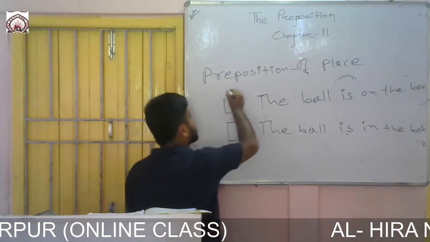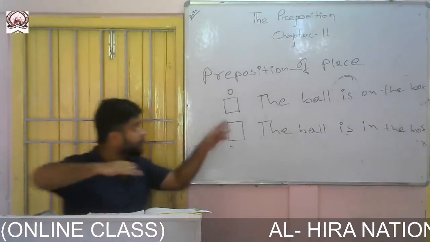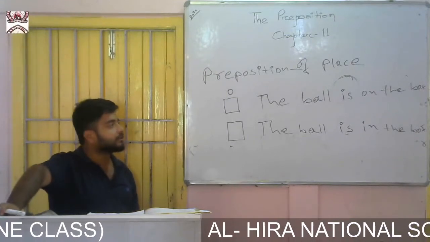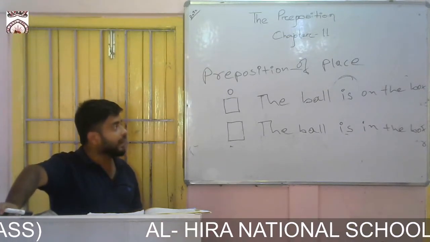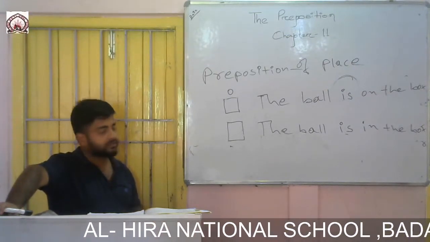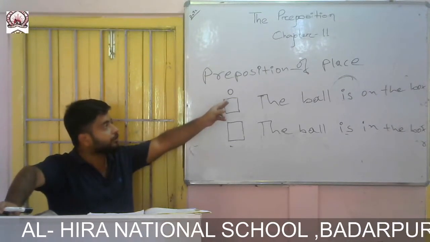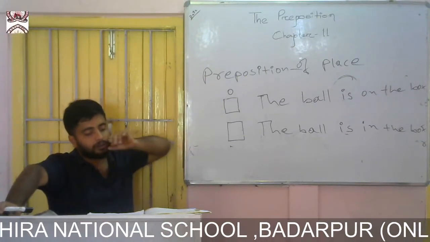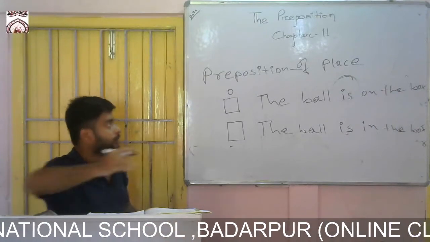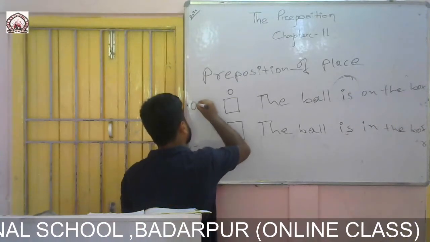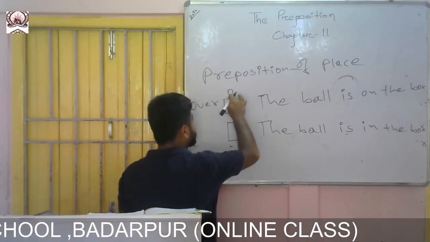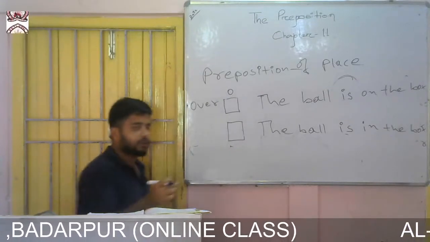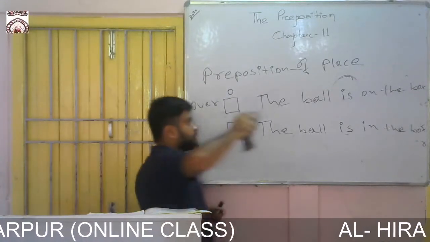If the ball is touching the surface, then we have to use on. And if it is not touching the surface, and there is a gap between the box and the ball, then we have to write over. Remember this: if touching the surface, then on; otherwise, over.